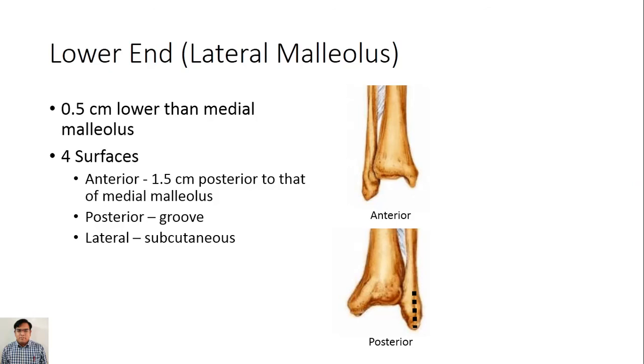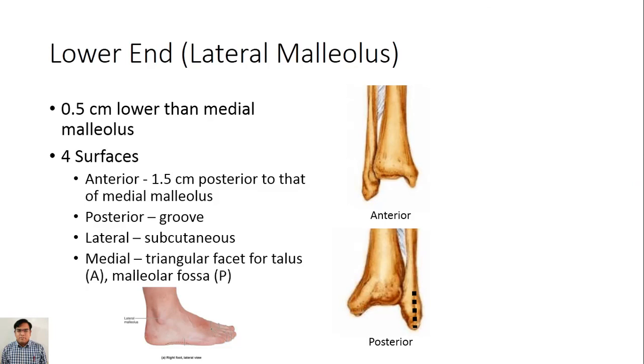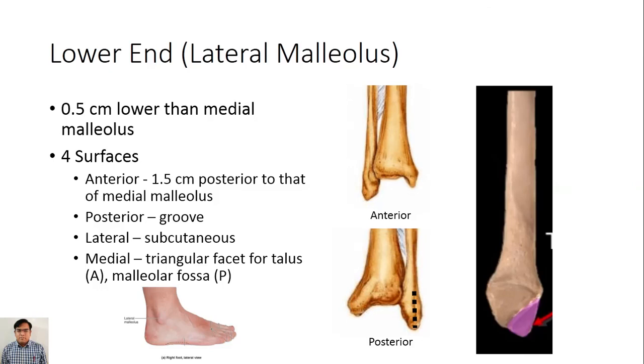Then the lateral surface is subcutaneous, as shown in this photograph. There is an elevation on the lateral aspect of the upper part of the foot. This is the lateral, the lower end of the fibula. Then the medial surface. This photograph shows the medial surface, which has a triangular facet for the talus. This is the triangular facet for the talus, and posterior to this is the malleolar fossa.